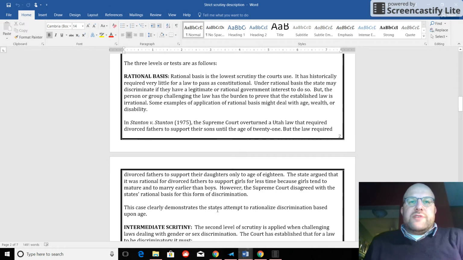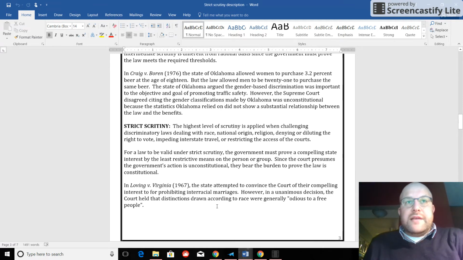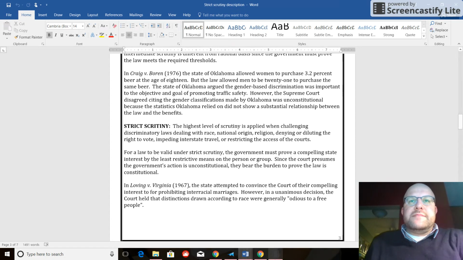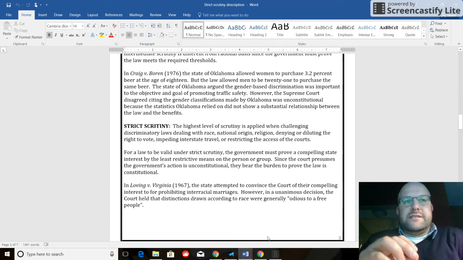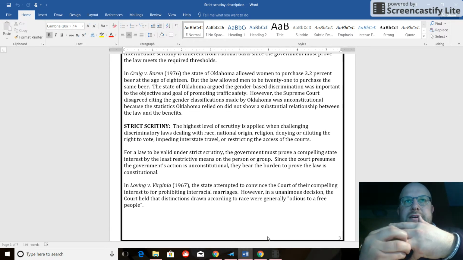By contrast, strict scrutiny, the next question, is a little more all-encompassing, talking about race, national origin, religion, rights to vote, interstate travel, and access to courts. For example, the famous landmark Supreme Court decision, Loving versus Virginia. States attempted to convince the court of their compelling interest to prohibit interracial marriage. The court said no, that this does not promote any government interest.